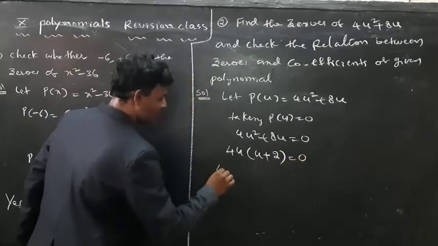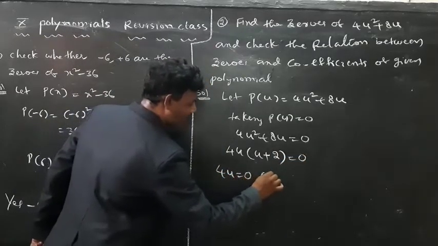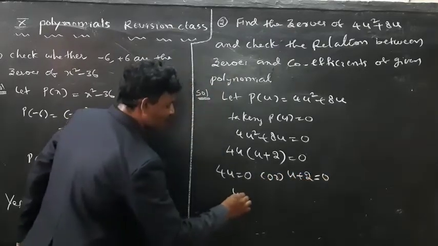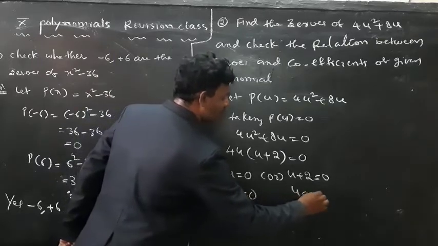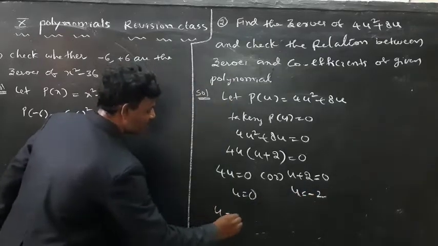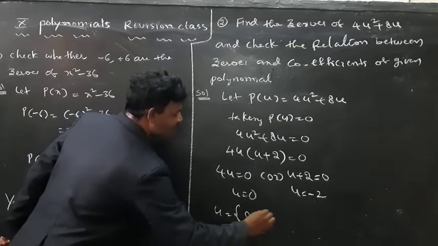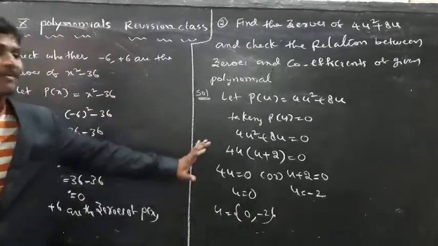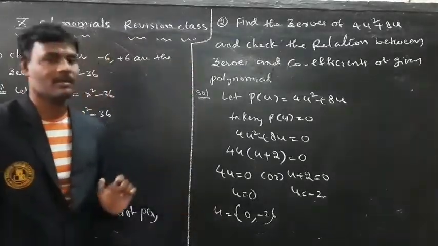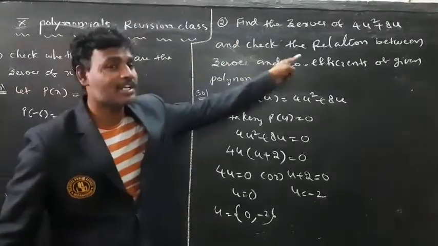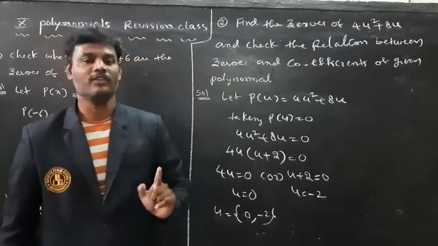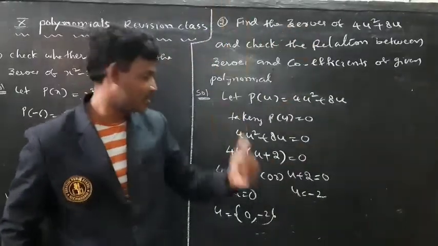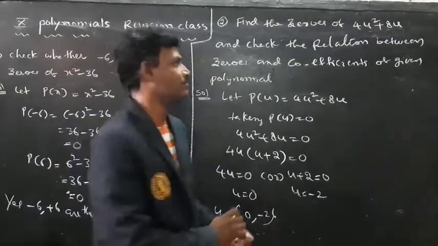It means 4u is equal to 0 or u plus 2 is equal to 0. u is equal to 0 and u is equal to minus 2. So the zeros of the given polynomial are 0 comma minus 2. Now zeros are given. What do we have to do? Check the relation between the zeros and the coefficients. Now this is a quadratic polynomial. It has two zeros, that is 0 and minus 2.